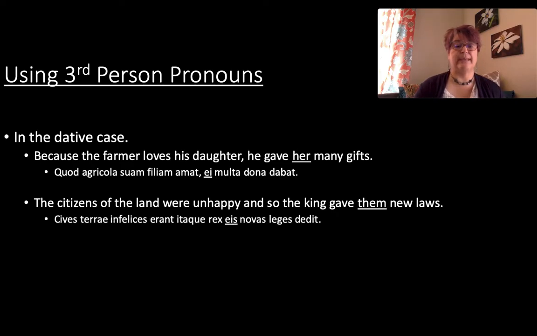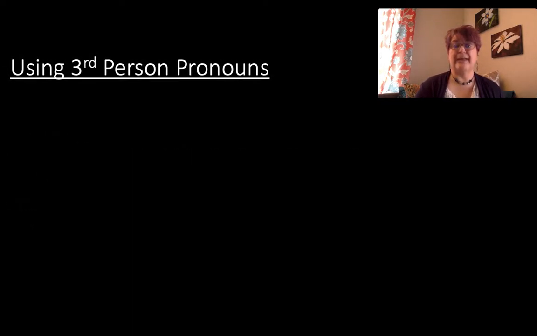Let's see what it looks like. Civis terrae infelices erant, itaque rex eis novas leges dabat. The citizens of the land were unhappy, and so the king to them gave new laws. So that's how that works. Let's move on to take a look at the accusative case.